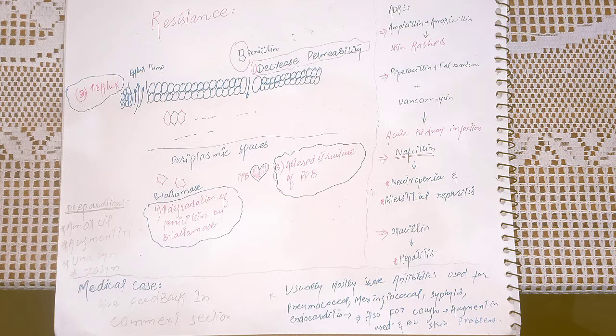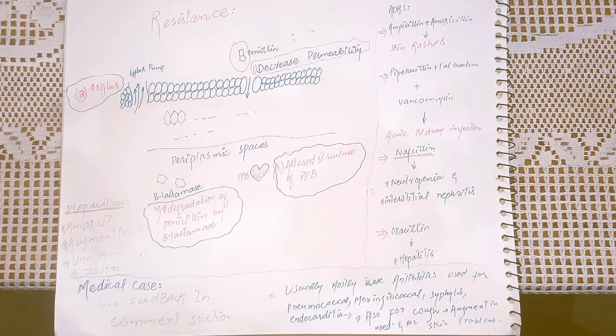Now, if we talk about the preparations of the penicillins most widely used in the market for clinical purposes, these are Amoxil, which is generically amoxicillin, and Augmentin, which is the amoxicillin plus clavulanic acid combination. The third preparation is Unasyn, which is generically the ampicillin plus sulbactam combination, and the fourth preparation is Zosyn, which is a combination of piperacillin plus tazobactam. Now, if we talk about the general uses, these are mostly used for pneumococcal, meningococcal, staphylococcal infections and endocarditis, also for cough, as Augmentin. Augmentin is also used for skin problems.